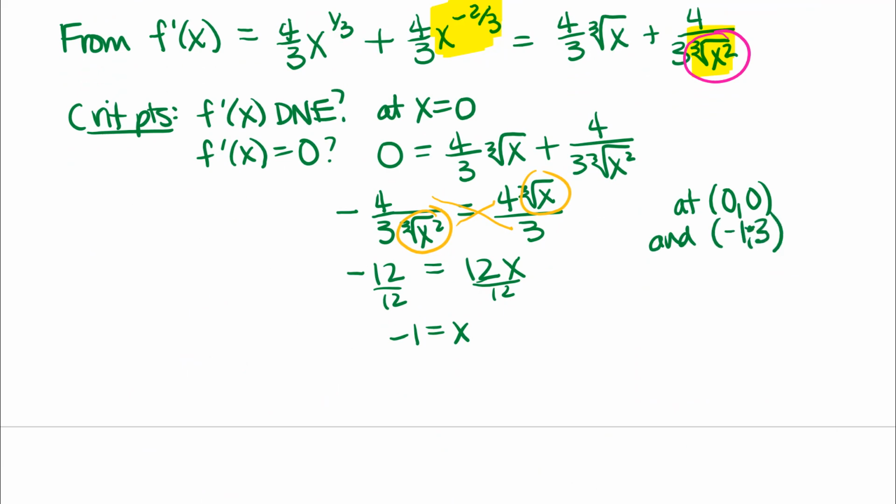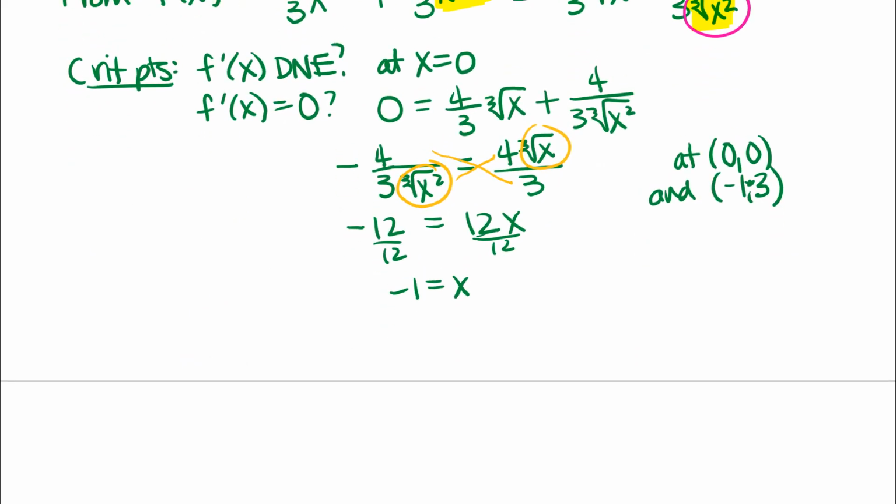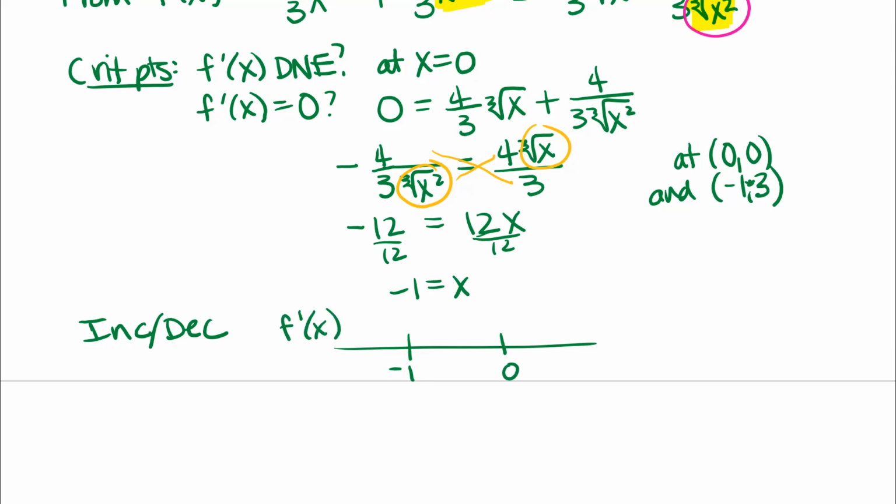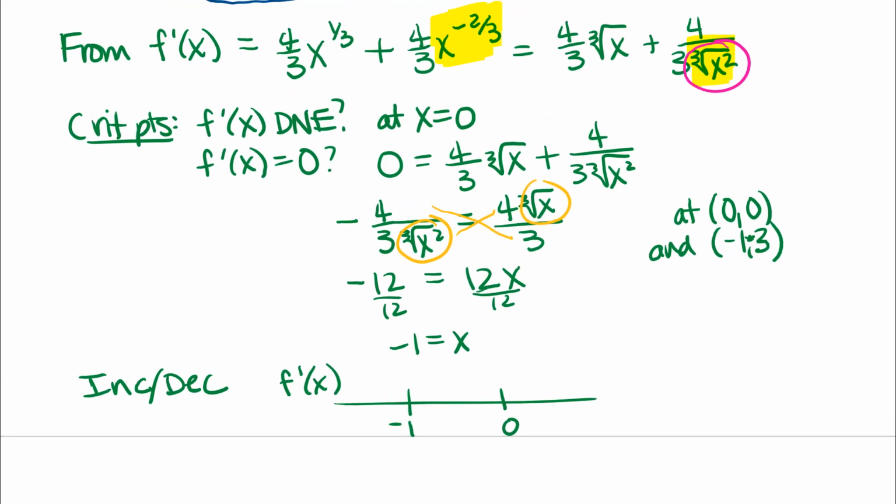So those are my critical points, and then the next thing that we usually do with critical points is we make a sign chart to determine where the function is increasing and decreasing, and that will also help us answer questions about extrema. All right, so -1 and 0 on my sign chart here, and then I'm going to check the sign of the first derivative. All right, so I'm looking at my first derivative in whatever form we want to do that. I'm going to use the one with the roots here and use that form.